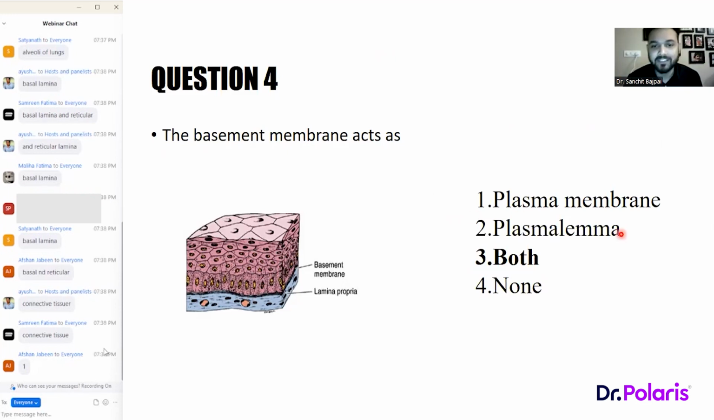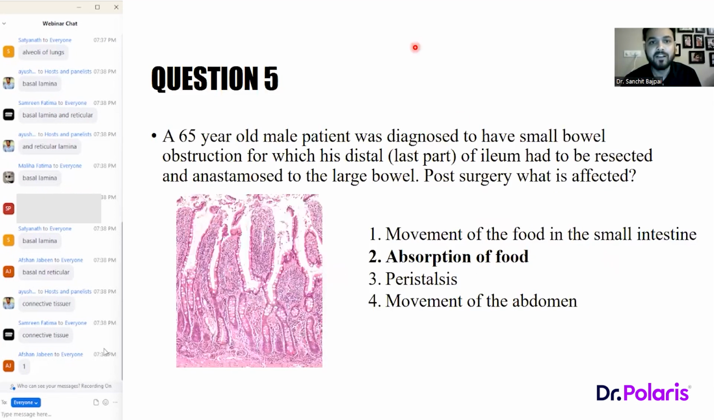Now let me take you to another scenario. Okay, now this is interesting. I will try to dig in your memories this way. A 65-year-old male patient was diagnosed to have small bowel obstruction, for which the distal or last part of his ileum had to be resected and anastomosed to the large bowel. Now, post-surgery, his absorption of food was affected.